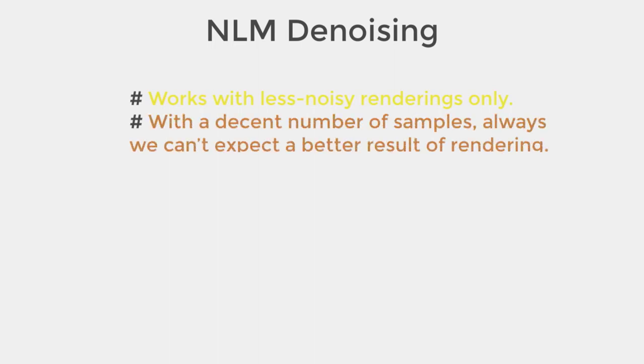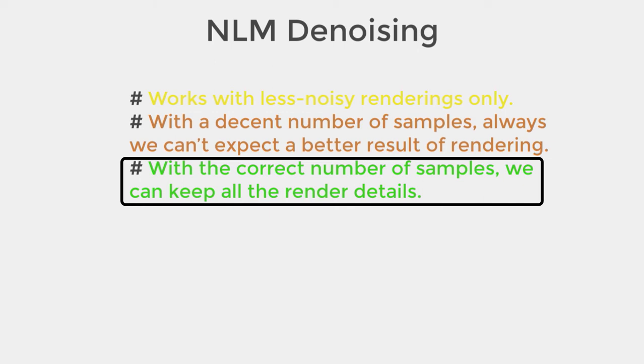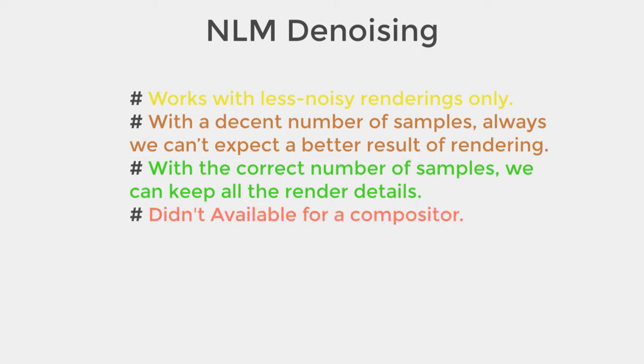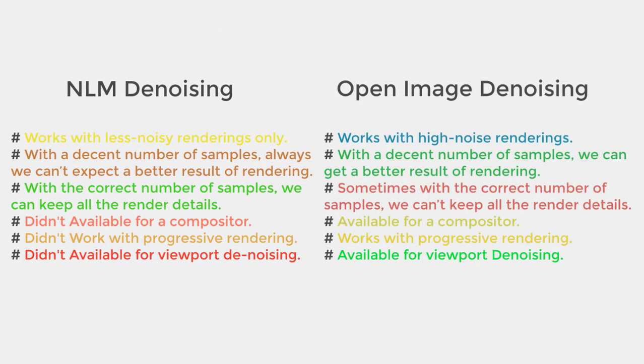The NLM denoiser works with less noisy renderings only. With a decent number of samples, we can't always expect a better rendering result. With the correct number of samples, we can keep all the render details. This is the main advantage of this denoiser. It isn't available for the compositor. It doesn't work with progressive rendering. It isn't available for viewport denoising. Now you can see more clearly the rendering output of both denoisers and choose the right denoiser to suit your rendering.